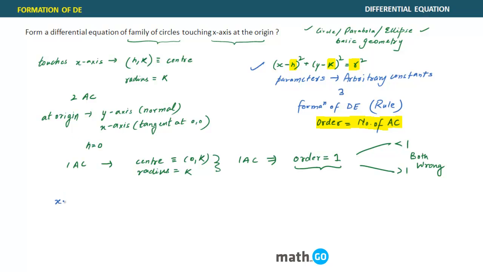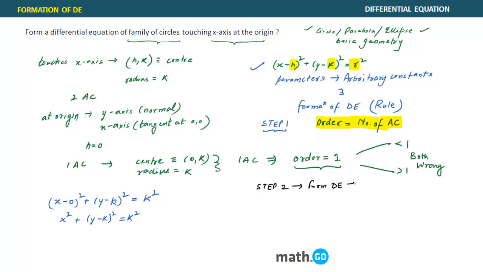Remember this step. Okay, so now I'll try and form the equation first of all. The equation can be written as (x minus 0) whole square plus (y minus k) whole square is equal to k square. Now you want to eliminate, so this is step 1, you need to figure out what the order is. Step 2 of formation of equation is to form the differential equation with this particular order, which is independent of arbitrary constant. Another important point, independent of arbitrary constant, then it will be a differential equation. So now your target is to eliminate k from this, and you can differentiate only once.